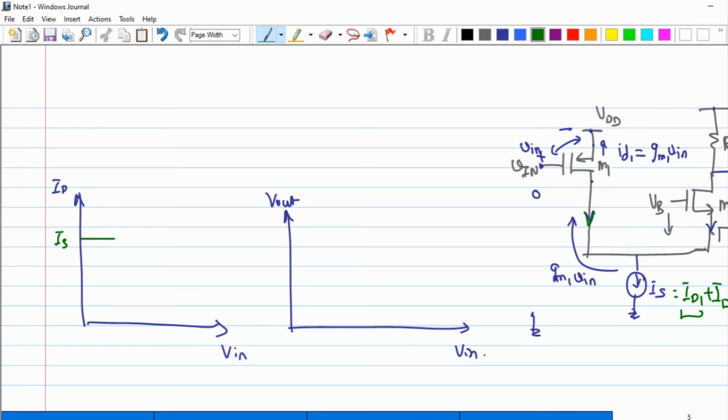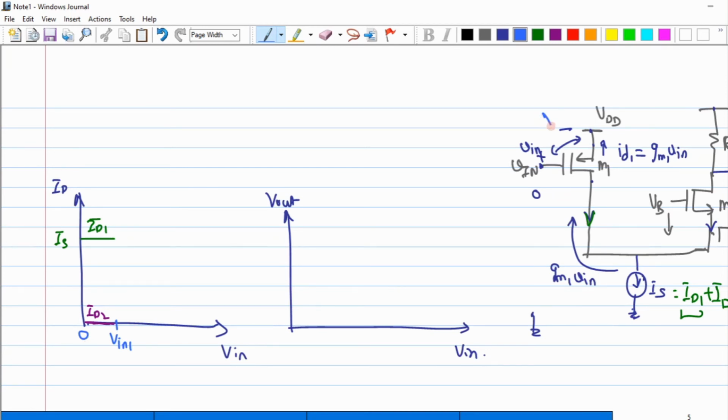Am I right? Since all of the currents are flowing through ID1, ID1 currently has a value equal to IS, but the current flowing through ID2 is basically 0. Okay, so I'll also mark this particular point, which is ID2 here, which is 0. Now there is a particular value of Vin. Let me label that Vin to be equal to Vin1.